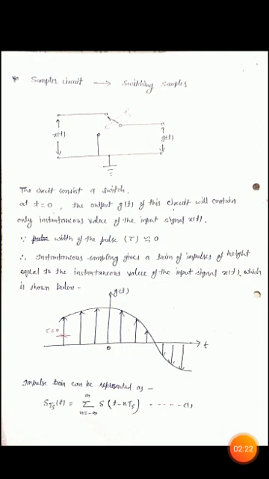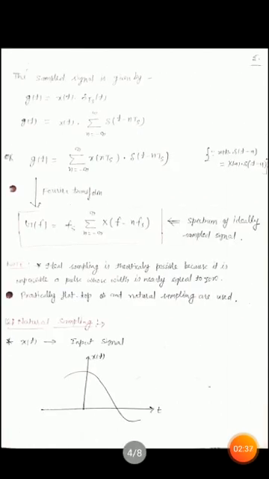This impulse train signal in mathematical form can be represented as δ_Ts(t) = Σ δ(t − nTs), with n from minus infinity to plus infinity. The sampled signal g(t) is equal to x(t) multiplied by this impulse train signal δ_Ts(t). So g(t) = x(t) Σ δ(t − nTs), n from minus infinity to plus infinity.